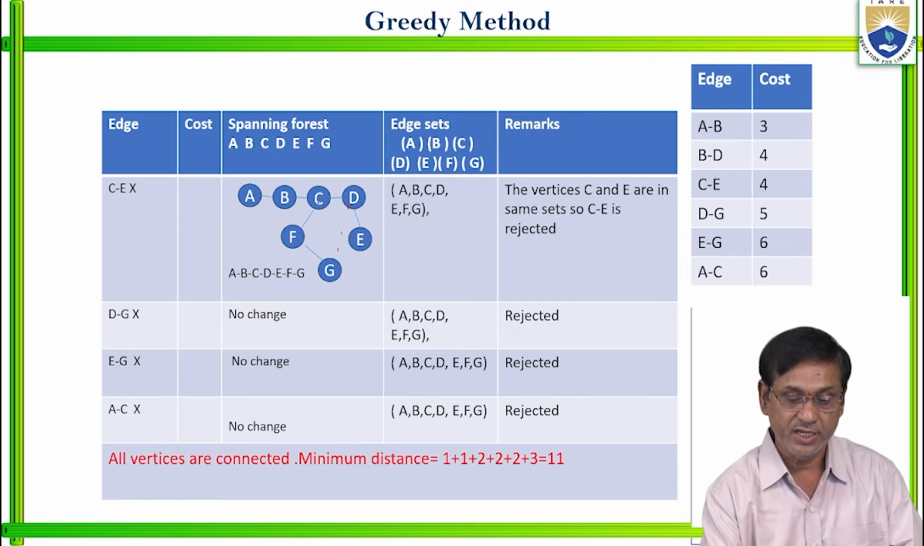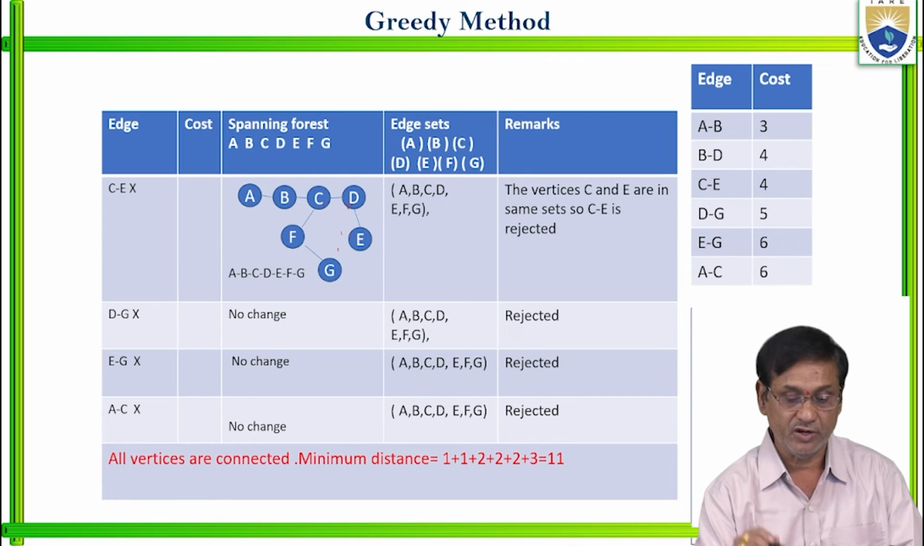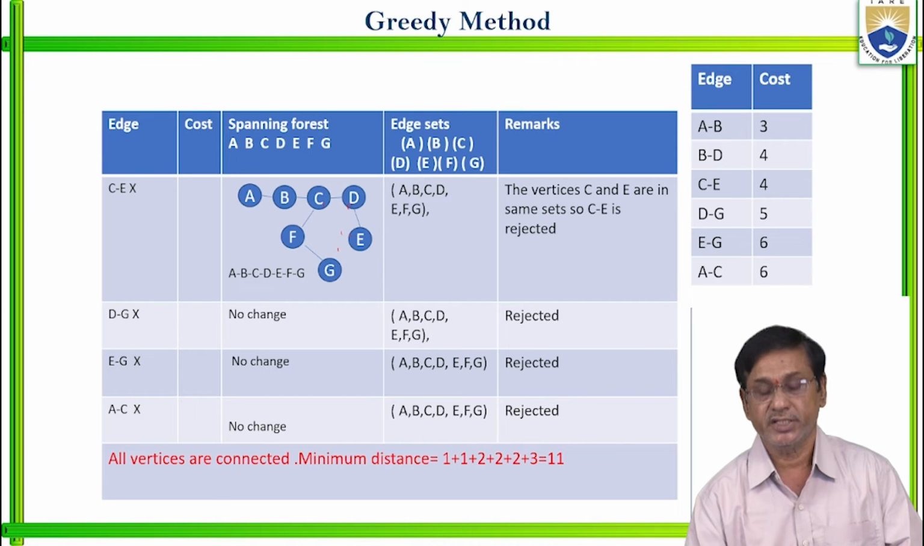How is the loop forming? C, D, E, G, F is a closed loop. The cycle is forming. In that case, we should not consider that one. Cycle or loop should not be formed. So that EG is rejected. That means the vertices E and G are in the same set, so it is rejected.